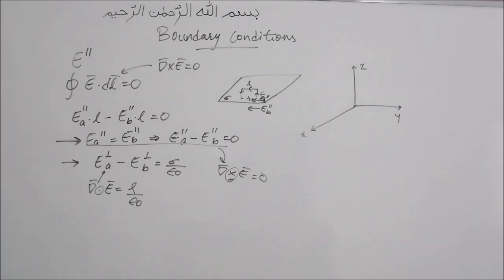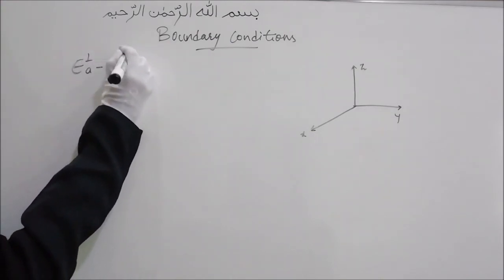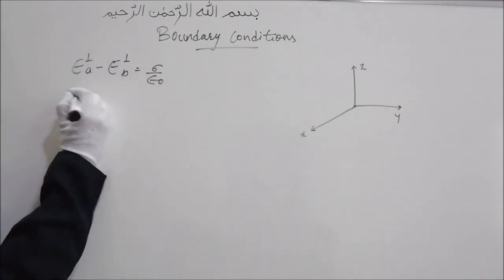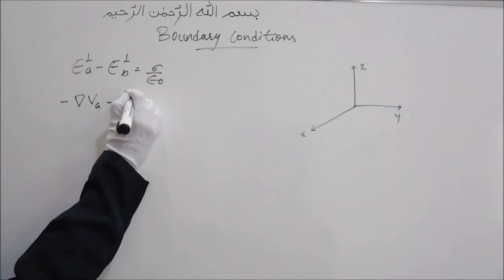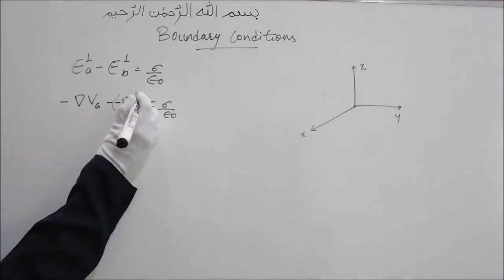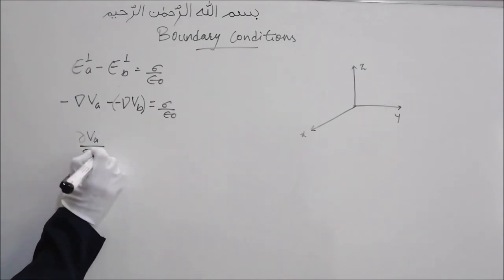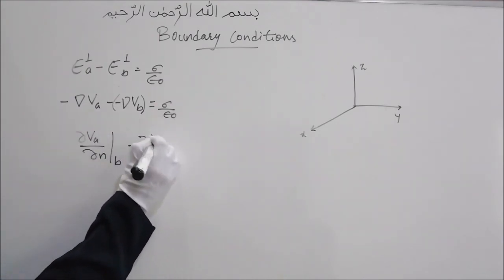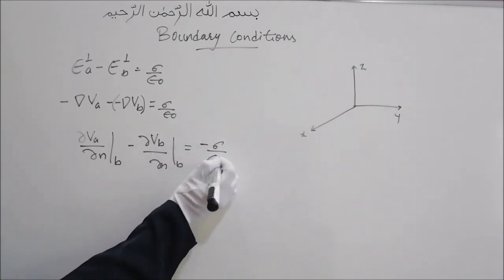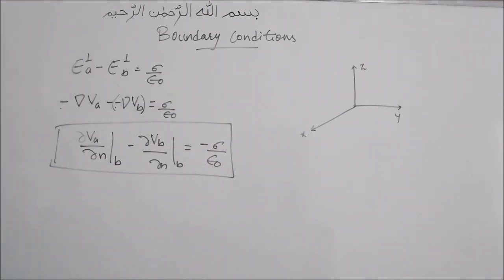Now let's look at potential. Now we just saw that E perpendicular above minus E perpendicular below is equal to sigma upon epsilon naught, and we know E is equal to minus del V, so we'll have minus del V above minus del V below is equal to sigma upon epsilon naught. Minus of minus del V will become plus. So we will have here del V above upon del N at the boundary minus del V below upon del N at the boundary is equal to minus sigma upon epsilon naught. We'll take this minus on this side. This is one equation for the potential.